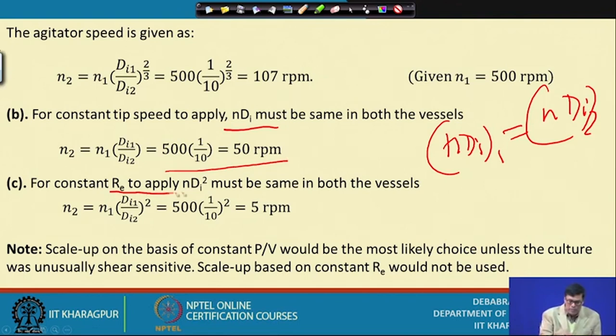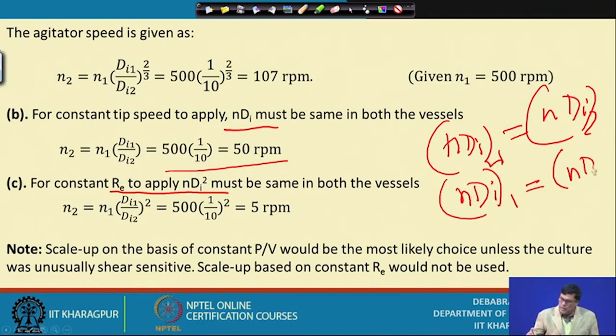Now, next is the Reynolds number. Reynolds number, what is this? N Di squared for case 1 should be equal to N Di squared for case 2, am I right? So this is the first case, this is the second case. If it is equal, then we can easily find this N2 value. So it is very simple to calculate what the value would be during the scaling up of the bioreactor. We can easily solve for the different operational parameters during scaling up of the bioreactor.